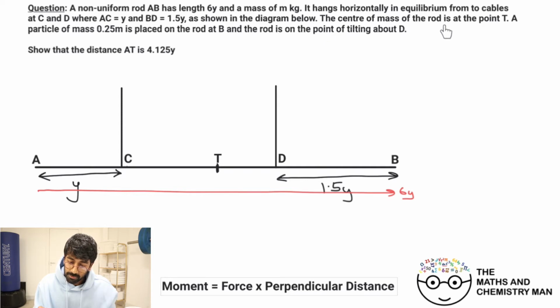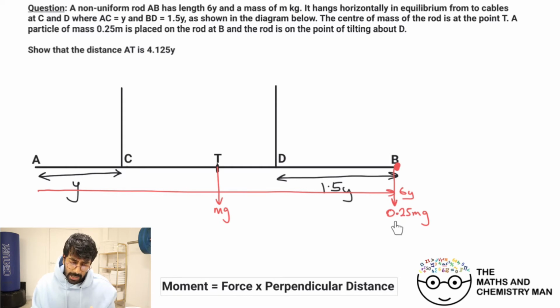The center of mass of the rod is at the point T. Okay, so here. Perfect. So that's the center of mass. And we were told the mass was m, so we're going to put mg coming downwards there. What else have we got? A particle of mass 0.25m is placed at B. Okay, so we're going to draw a particle in at B as well. So here. And that's coming downwards with 0.25mg, because they gave us a mass, so we turn it into a weight by adding g on the end of it. And that's placed on the rod at B.